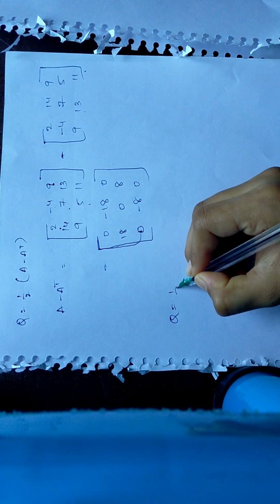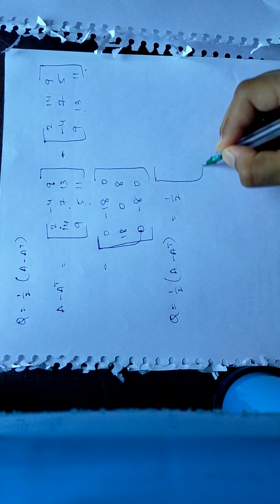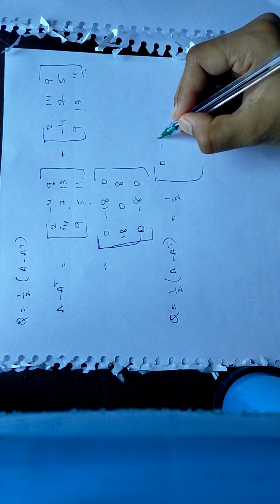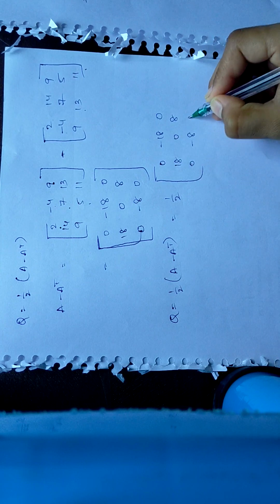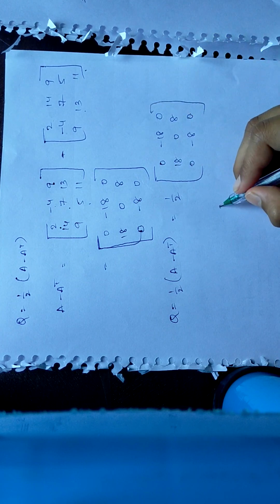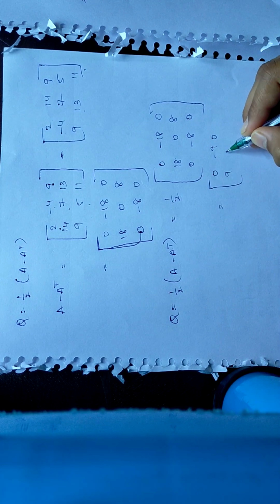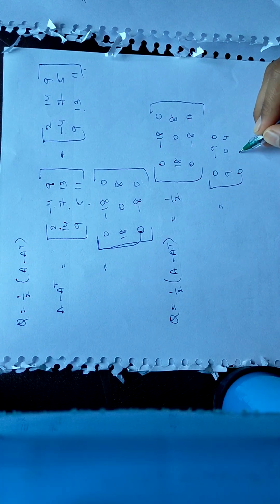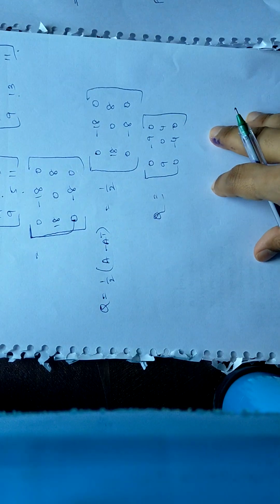So what is Q? Half of A minus A transpose. So half of what is A minus A transpose? We have got here 0, minus 18, 0, 18, 0, 8, 0, minus 8, 0. Now let's do it half. 0 by 2 is 0, minus 9, 0, 9, 0, 4, 0, minus 4, 0. So this is the Q matrix. Okay, this is the solution.